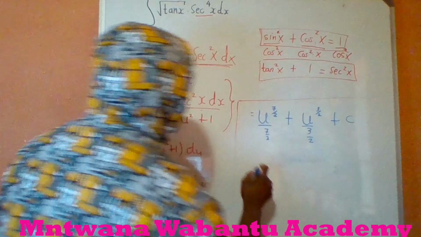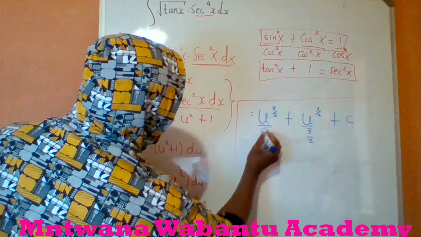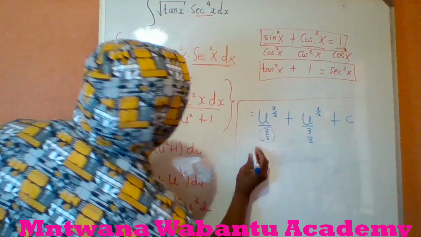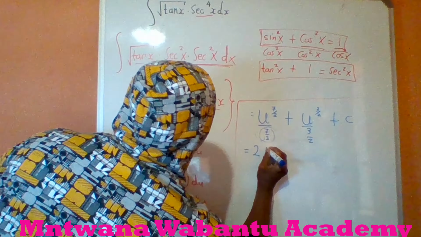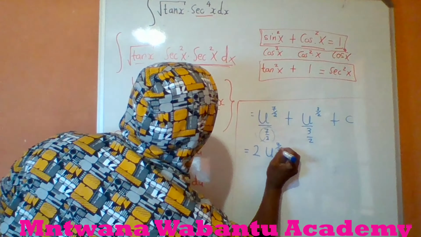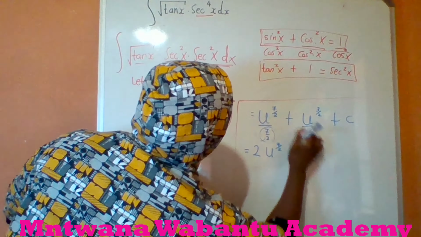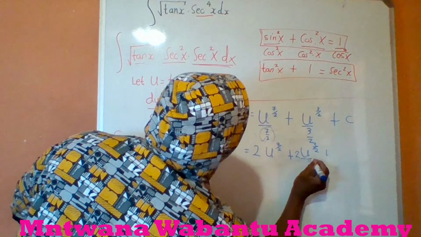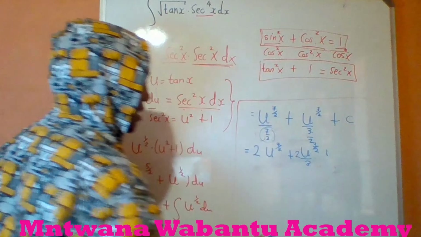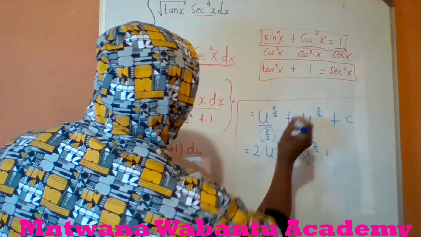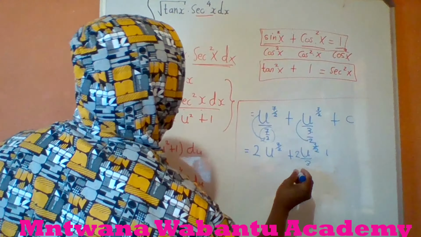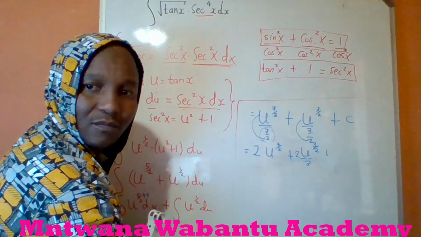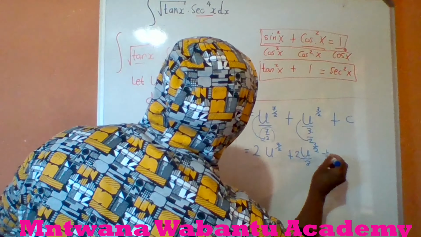So what you're going to do now, take these two here, because this is a fraction, so the number at the bottom goes to the top. So this is going to be 2u to the 7 over 2 over 7, and then plus, the same thing here, 2 goes up, so 2u to the 3 over 2, and then over 3, and then we plus our constant.